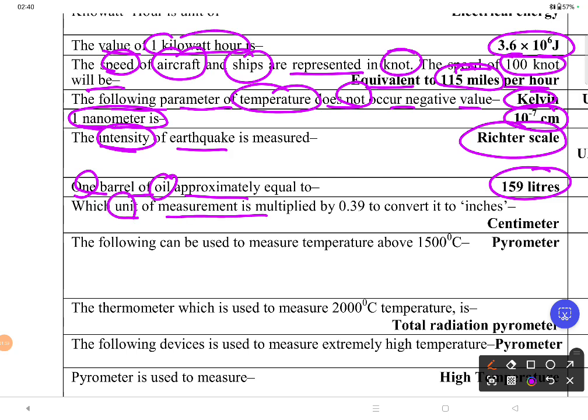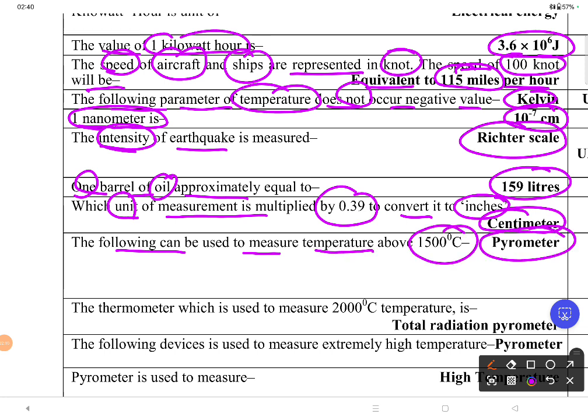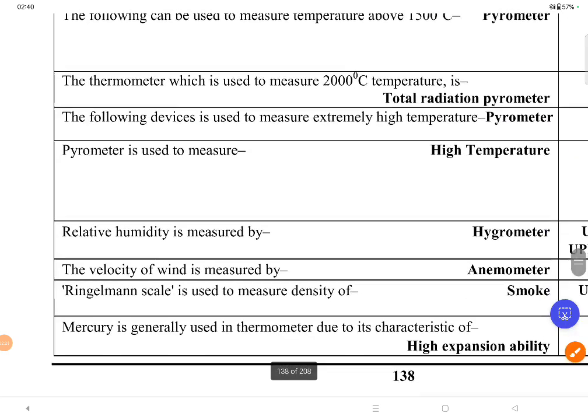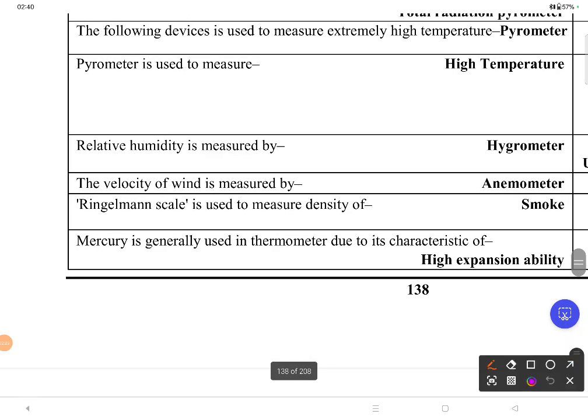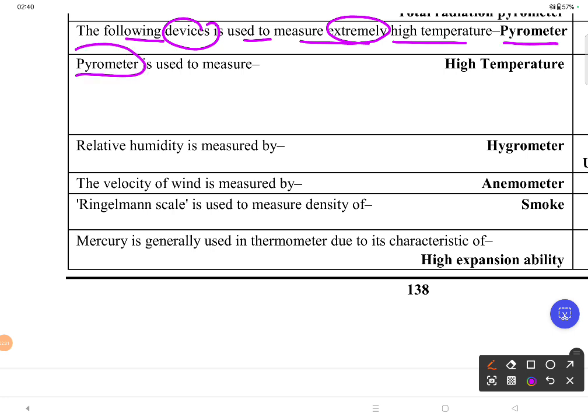Which unit of measurement is multiplied by 0.39 to convert it to inches? Centimeter. The following can be used to measure temperature above 1500 degrees Celsius: pyrometer. The thermometer which is used to measure 2000 degrees Celsius temperature is the total radiation pyrometer. The following device is used to measure extremely high temperature: pyrometer. Pyrometer is used to measure high temperature.